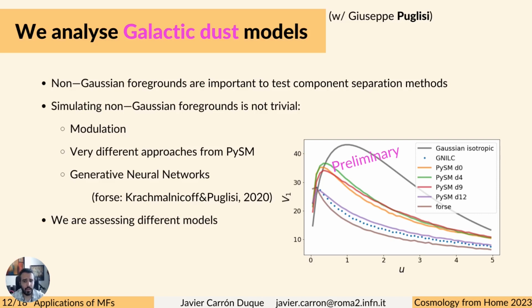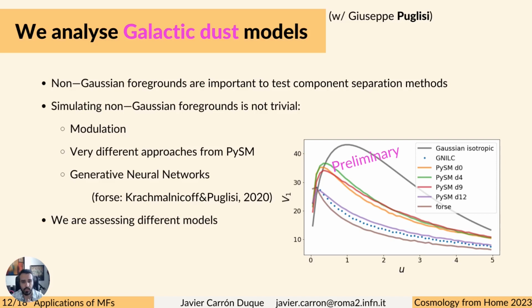Now, I want to talk about a couple of applications very quickly. The first of the applications that we are studying is galactic dust. It is not trivial at all to produce realistic realizations of the polarized dust. Right? Dust is very non-Gaussian. It comes from our own galaxy. The distribution is very complicated. And because of that, there are several models, like entire groups dedicated to trying to get realistic simulations. This is very important then for things like component separation.